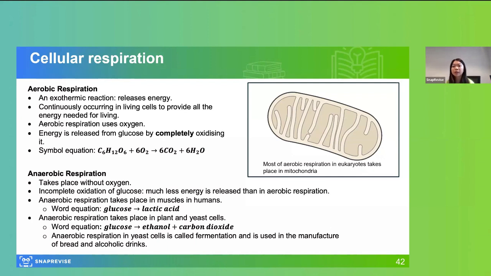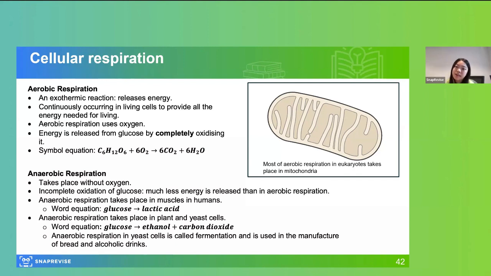Aerobic respiration is extremely important because it continuously occurs in living cells and it allows cells to live because it provides continuous energy. We need to know the difference between aerobic respiration and anaerobic respiration. Aerobic respiration uses oxygen and completely, that's the keyword, completely oxidizes glucose. The simple equation is basically the exact opposite of photosynthesis: C6H12O6 plus 6O2 gives you 6 carbon dioxide and 6 water, H2O.